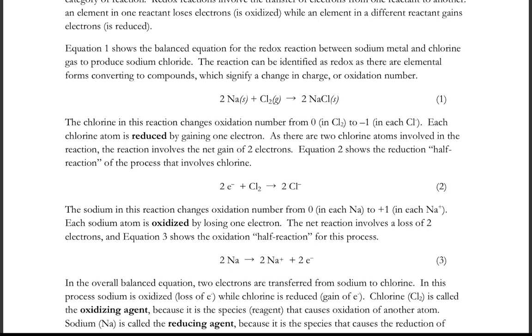2Na yielding 2Na+ plus 2Cl-. 2Na forms 2Na+ plus 2 electrons. The electrons are product. They have been removed from the sodium. The sodium has been oxidized. Now, the oxidizing agent is the Cl2. That is because it has caused the oxidation of the sodium. The reducing agent is the sodium because it has caused reduction of the other one.